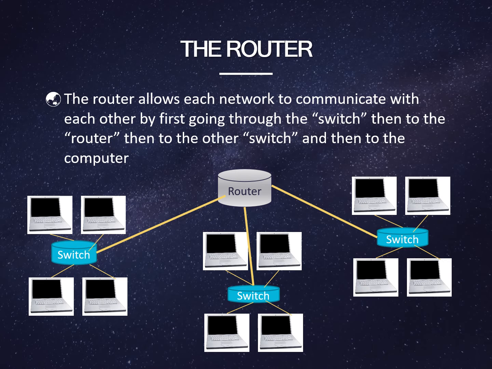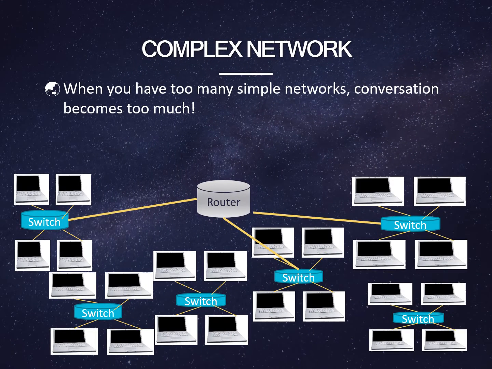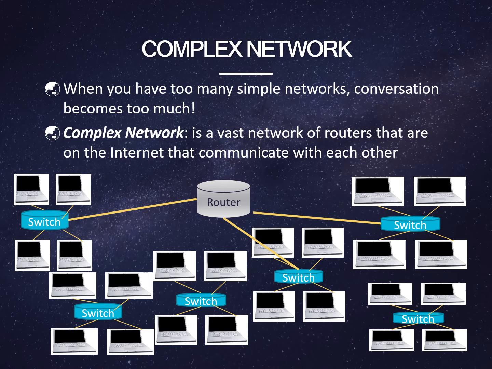The router allows each network to communicate with each other by first going through the switch, then to the router, then to the other switches, and then back to the computer. When you have too many simple networks trying to carry on a conversation with each other, it becomes too much. Thus, you get a very, very slow network. So, the complex network was created. It is a vast network of routers that are on the internet that communicate with each other.